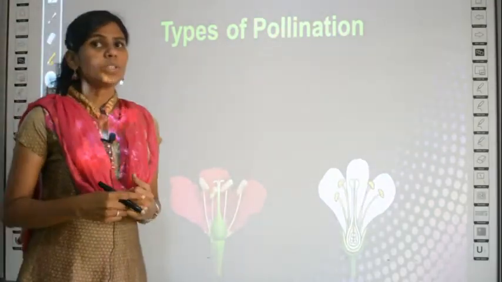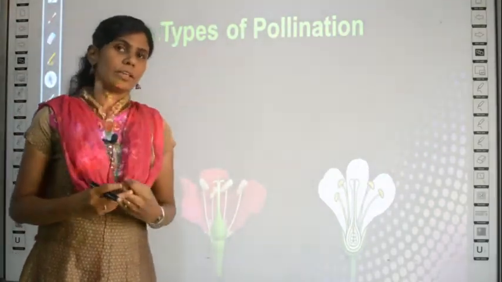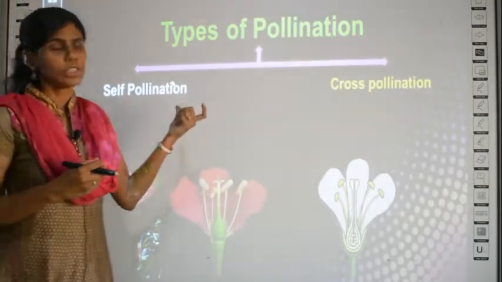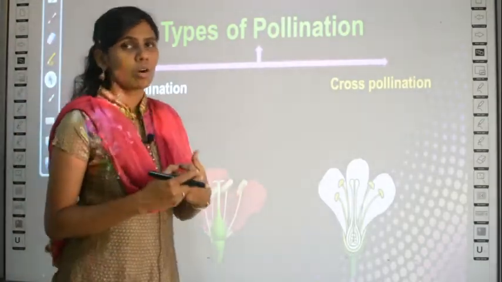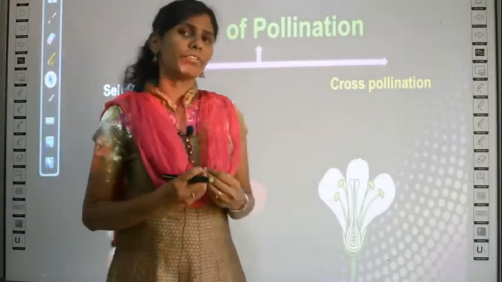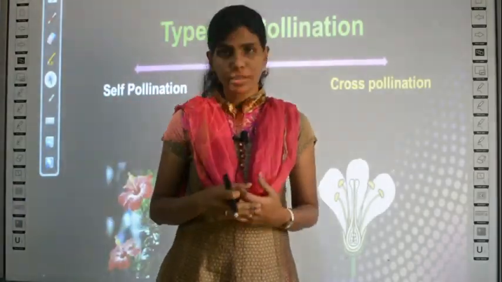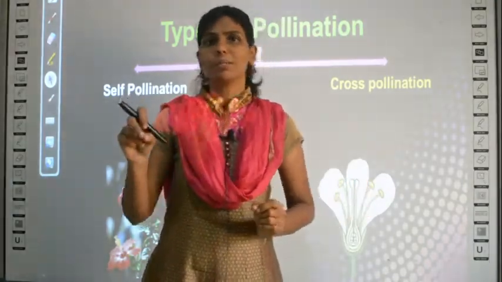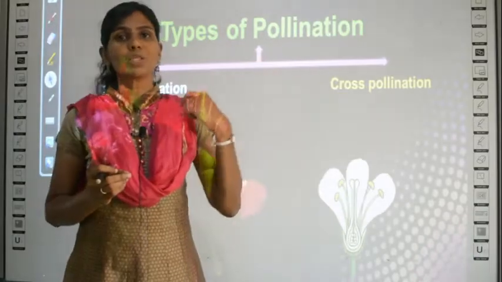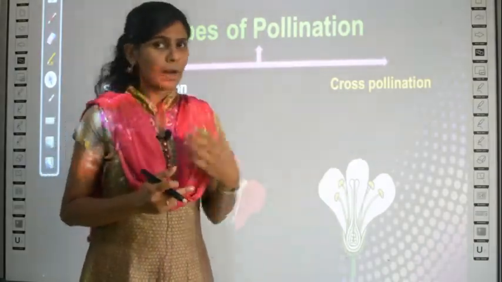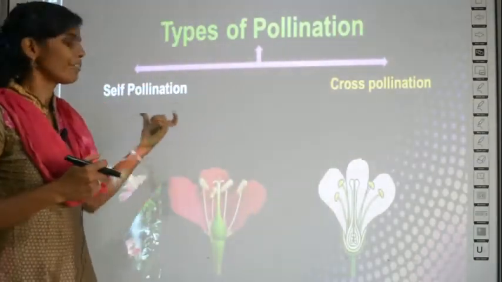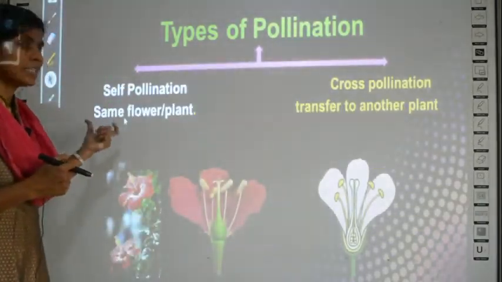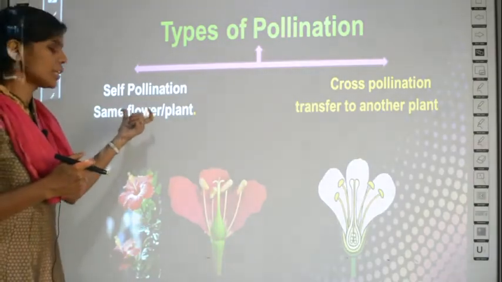Next we learn about the types of pollination. There are two types of pollination. One is called self-pollination and another one is called cross-pollination. As per the definition, whatever the type of pollination it may be, it is always the transfer of pollens to the stigma. Then what is the difference between self and cross? Self-pollination can be explained like this. It is within the same flower or the plant.